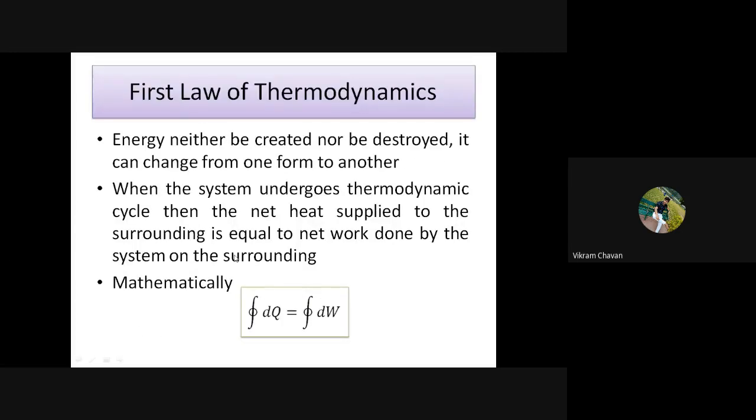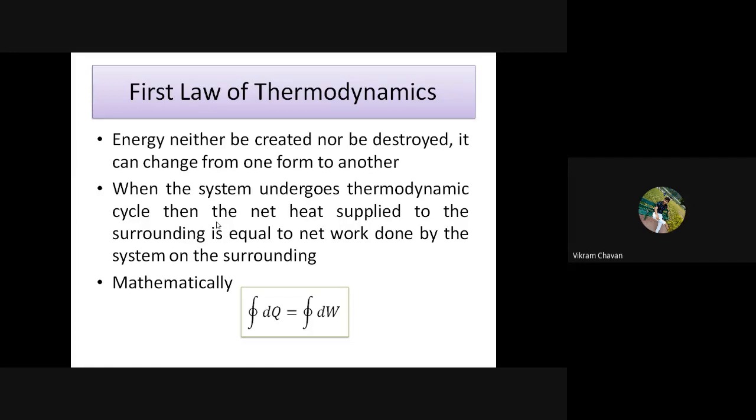Just we have discussed that to understand the relation among heat and work, the scientists established some kinds of laws. The first law of thermodynamics is the basic law to understand the relation of heat and work. So the first law, general statement: energy can neither be created nor be destroyed, and it can change from one form of energy to another.